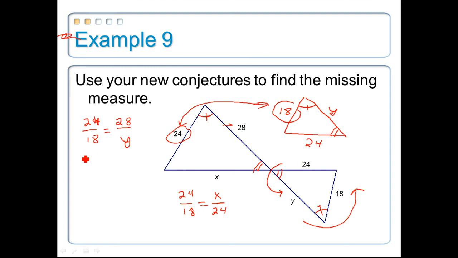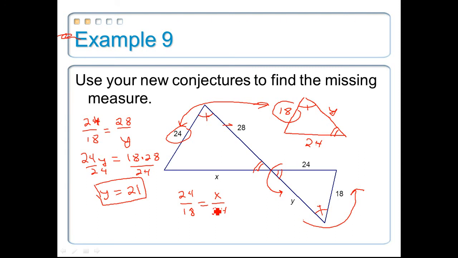So I'm going to get 24y equals 18 times 28. Divide by 24. And it turns out this is 3/4. 3/4 of 28 is 21. There's my Y value. I was just double checking that I simplified it right.